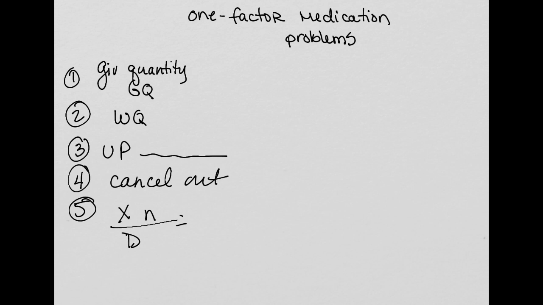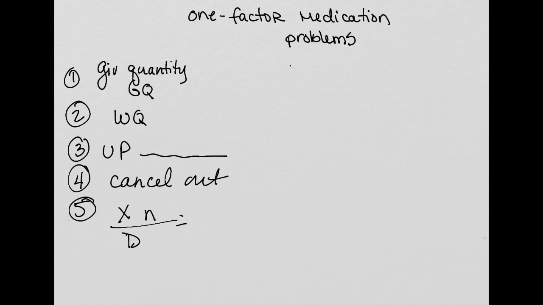Well, in one-factor medication problems, usually, this is why it's fairly easy, because we usually only have numerators. So you really don't even have to have a denominator in order to calculate these out. So I'll use an example.